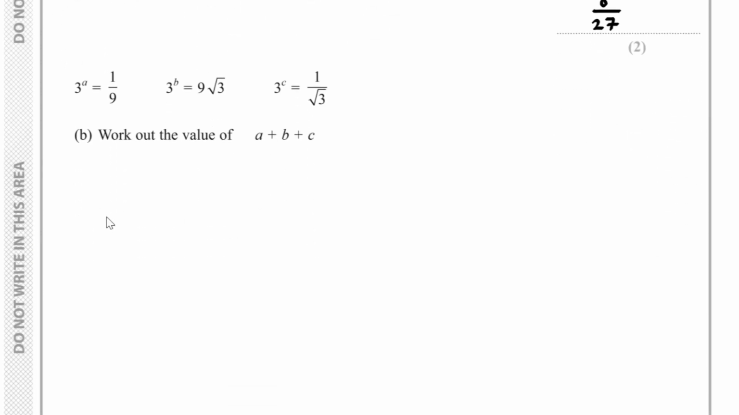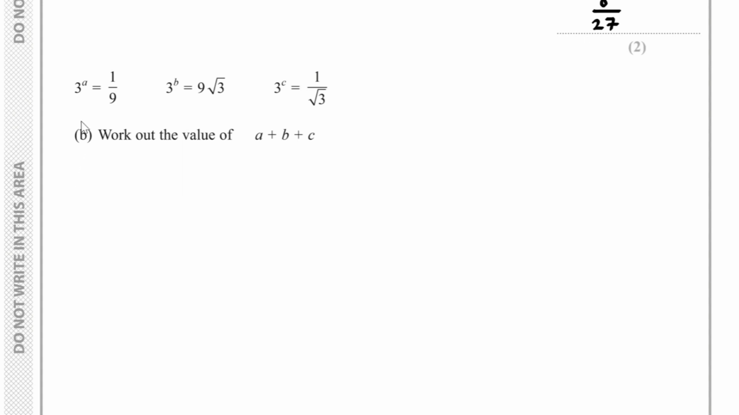And then for the next part, we've got 3 to the a equals 1/9, 3 to the b equals 9 times the square root of 3, and 3 to the c equals 1 over root 3. We have to work out the value of a, b, and of a plus b plus c.